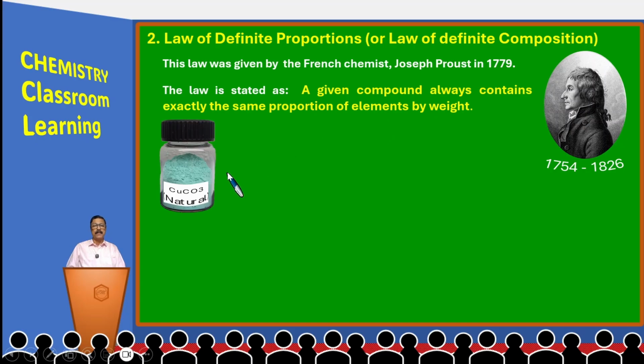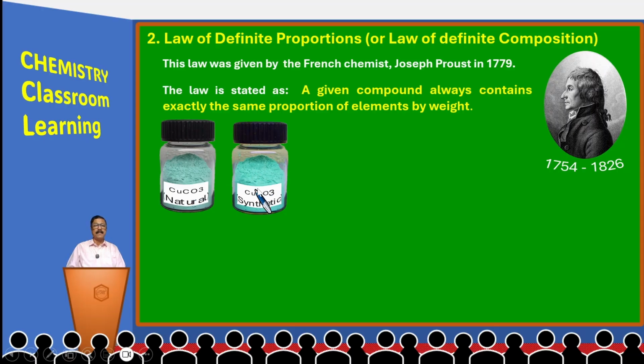Let us consider two samples of copper carbonate, one natural and the other one synthetically prepared. The natural sample of copper carbonate, or more correctly basic copper carbonate, is obtained as a green patina, that means a green film on the surface of ancient copper or bronze statues.